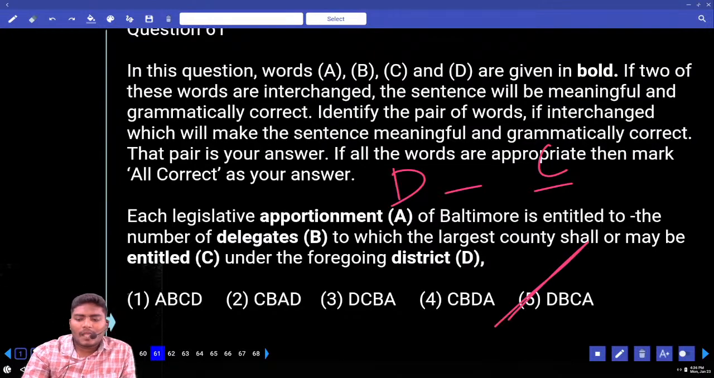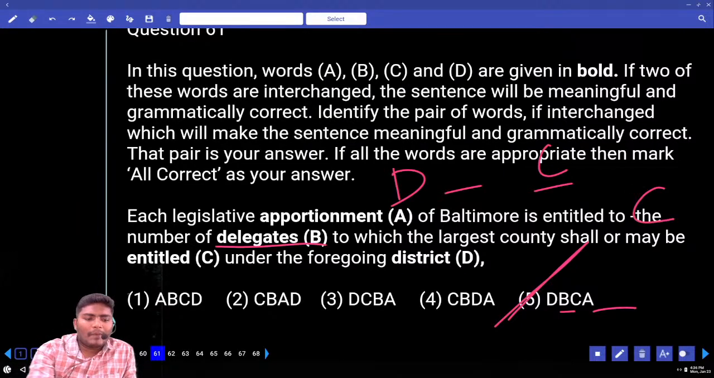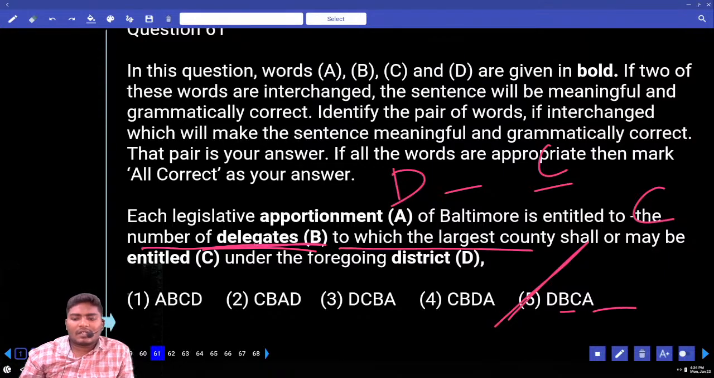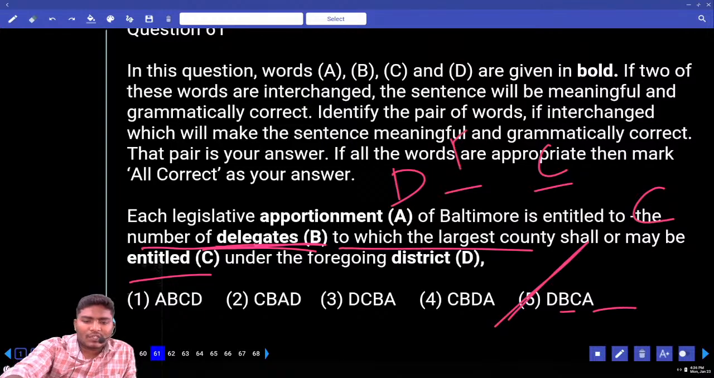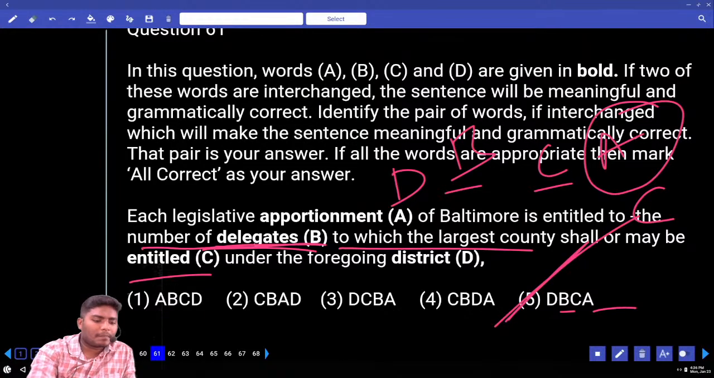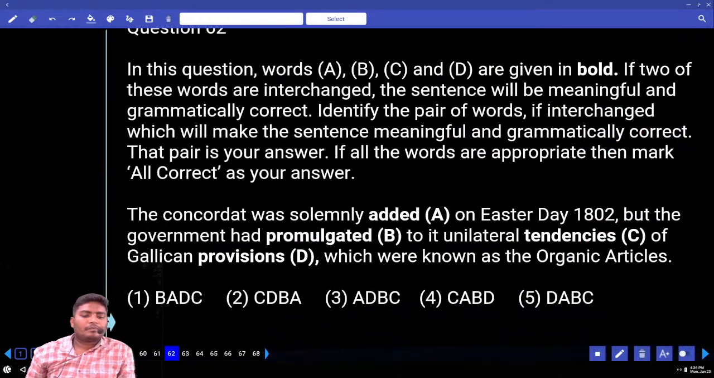It comes with only 5. Let us check with B and A. B is used with the delegates. Once look at this: the number of delegates. Is that clear? The number of delegates to which the largest country shall or may be entitled. So B can also be used in the second place, and the remaining one is only A at the end. Answer comes with 5. Next, move to 62.